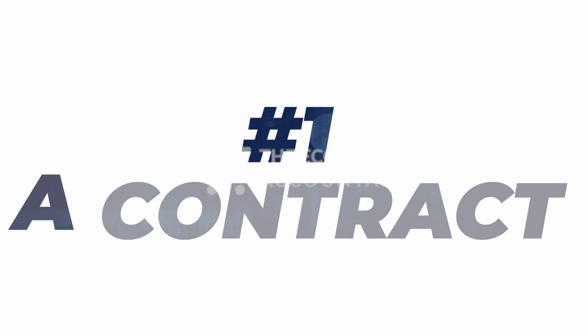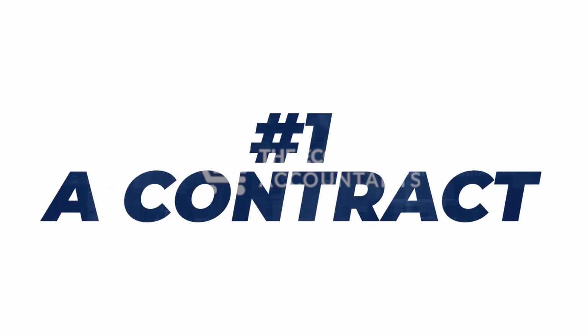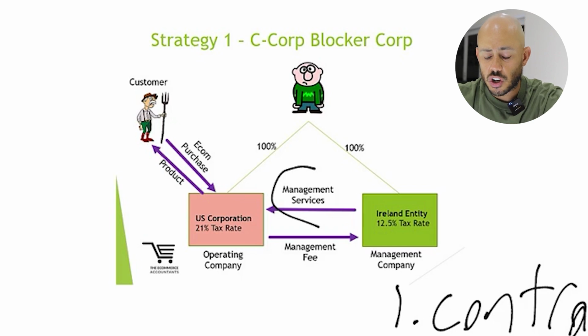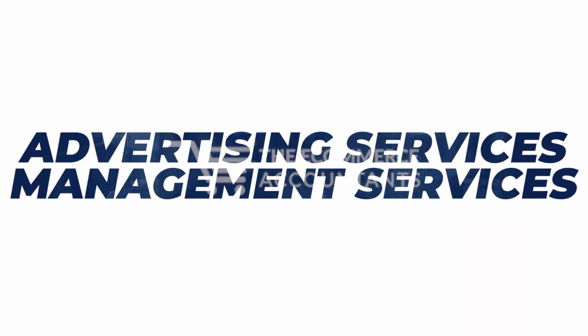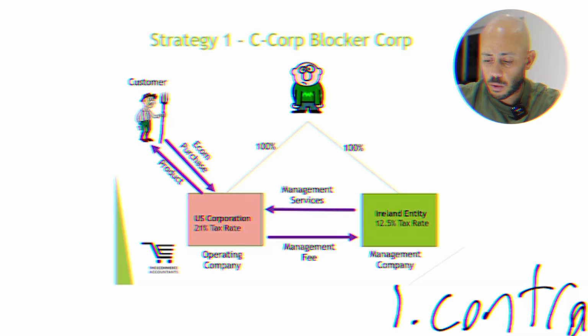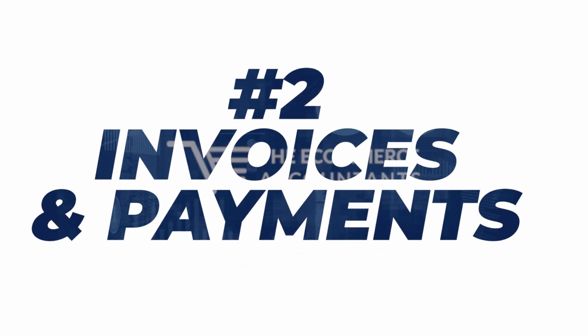The first thing they wanted to see was a contract. So basically the idea is if you're providing management services, there should be a contract for those services. What are those services? Advertising services, management services, that kind of stuff. So as long as the contract was in place, that was one of the things that the auditor was looking for.